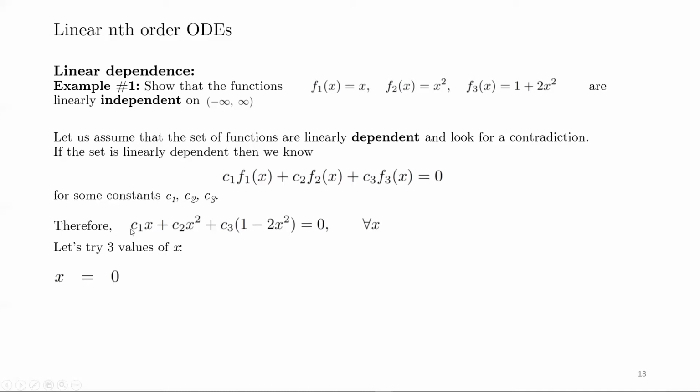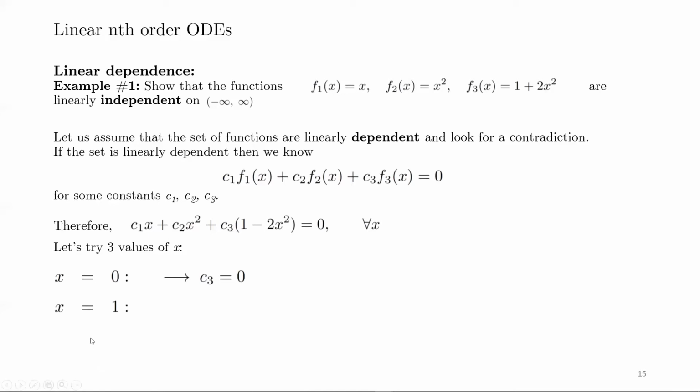What if we use x equals 0? Well, if I do that, I get C1 times 0 is 0, plus C2 times 0 squared is 0, plus C3 times 1 minus 0. So I end up finding that C3 is 0. Okay, not a good start if you think it's linearly dependent, anyway.